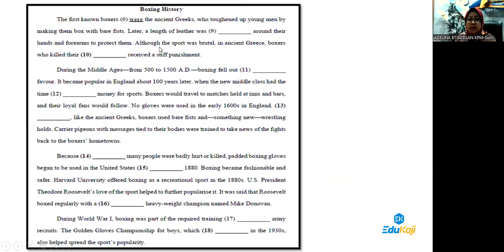Okay, why is it wrapped? Later, a length of leather was wrapped. It's already past tense here. Wrapped around your hands and forearms to protect them. What is it? The boxes. Okay, the boxes. Okay, next.